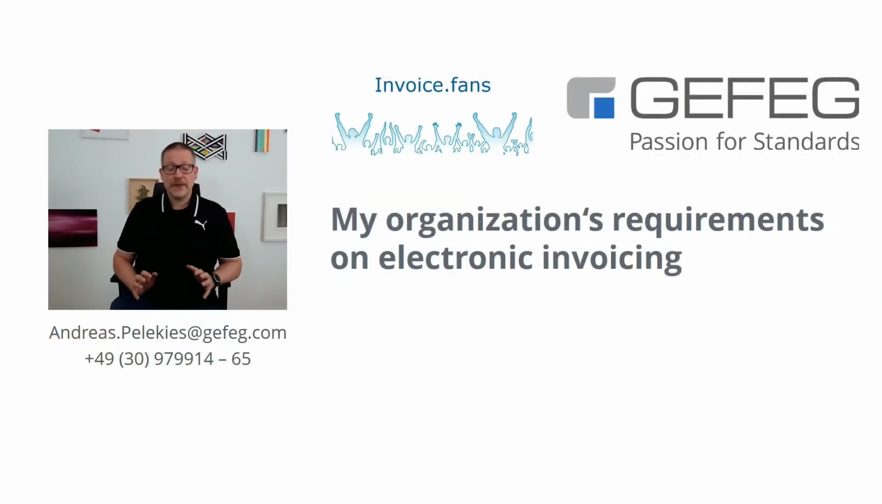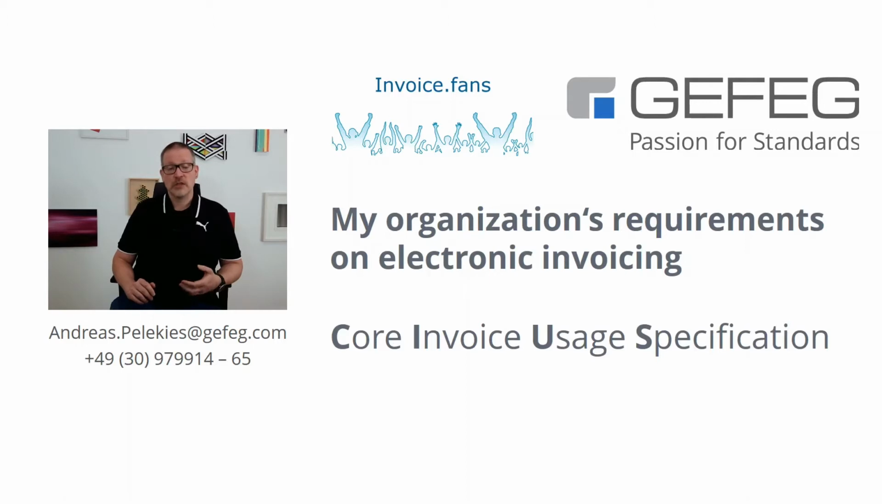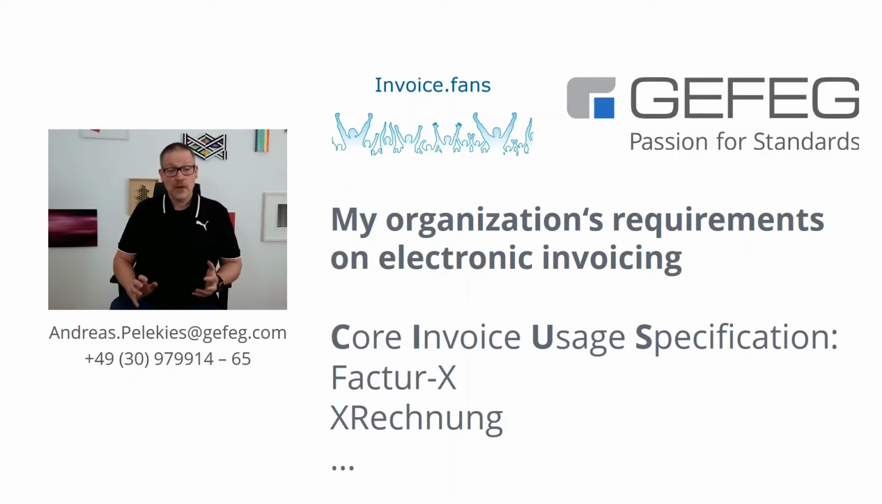But there are often different specific requirements depending on the country, the industry, the public authority, or even an individual company that have to be fulfilled by the suppliers in order to process an invoice. And this is foreseen in the norm because it defines a so-called core invoice usage specification, which exactly defines how to handle your own requirements in the context of this European norm. Examples for CIUSes are Factur-X for France or X-Rechnung for the German public administration, but there are even industry-specific CIUSes like for the energy industry or the automotive sector.